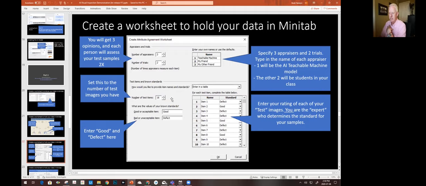I had 16 test items, difference between good and defective. Then as a standard, so by standard, it's saying, what is the true value? So I created the image library of tests, so I'm the official standard setter. So I said, item number one is defective, number two was good, three and four were defective, and so on. And you have to populate that in this screen here.